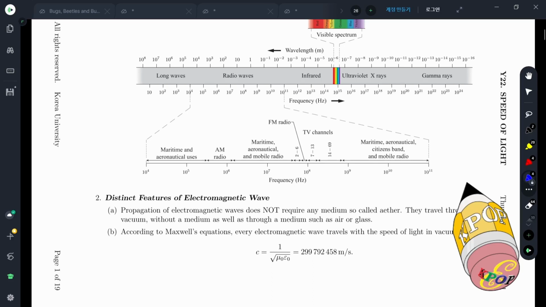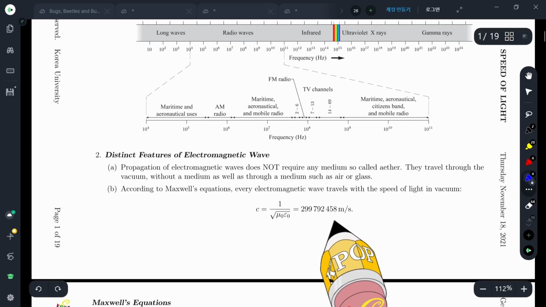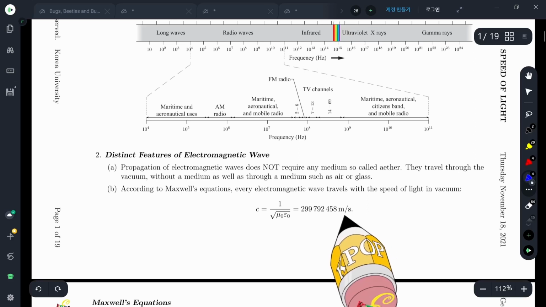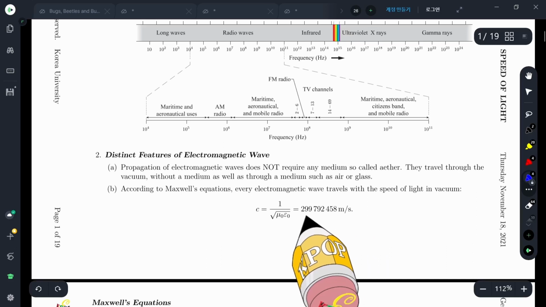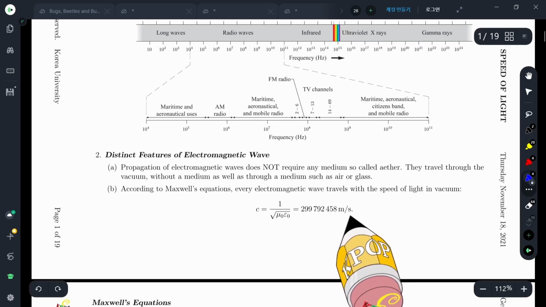Finally, people decided that we need to fix the number instead of increasing the accuracy of a measurement. So it is exactly 299,792,458 meters per second.